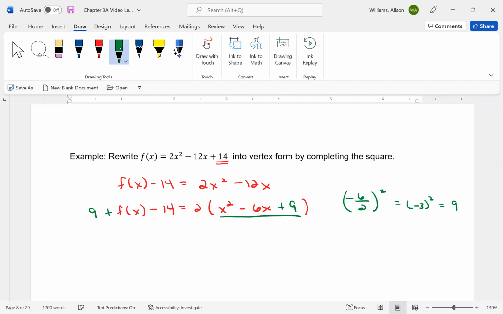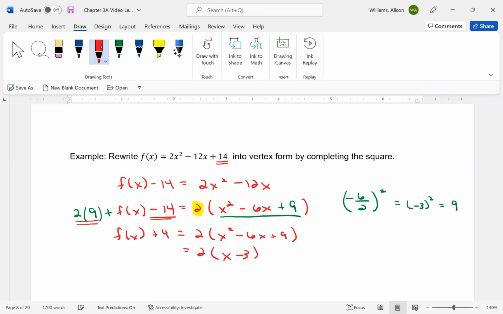However, I'm technically not adding just a 9. I'm actually adding 9 times 2. There's a 2 in the front there. So I actually need to add 18 to the other side. Okay, so here's what I got. I got an f of x, and then that 18 and the -14 are going to combine to be a 4, times this. So the point of this is that this now factors into a perfect square, x minus 3 squared.